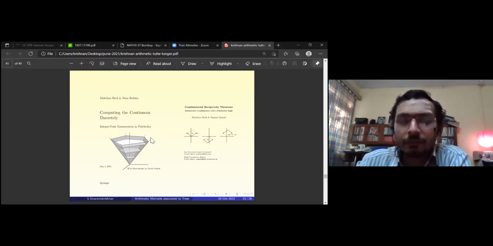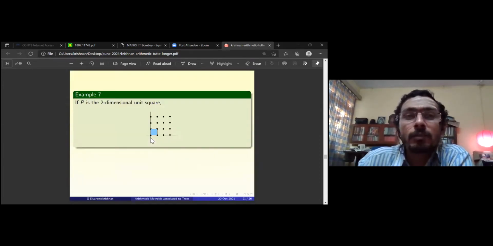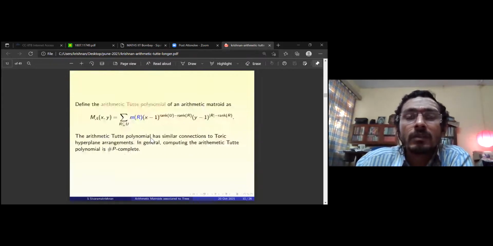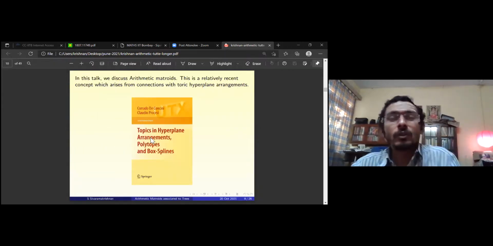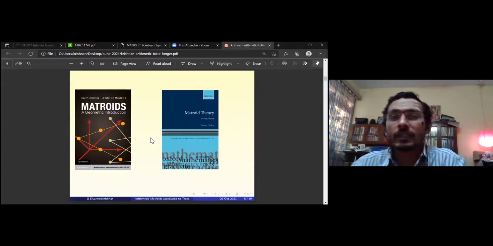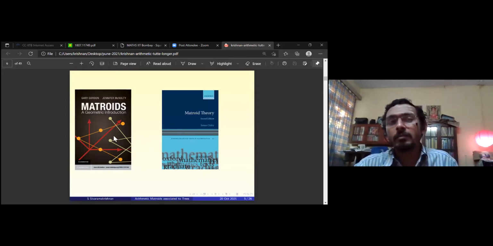So for the background, as I've said, this book by Procesi and De Concini is also a good book. The background required to read this book is not much. It's quite reasonably straightforward, and once you know some matroid theory, these are again good. So among the two, if you are reading, I definitely suggest going for Gordon and McNulty's book first, and then this one.